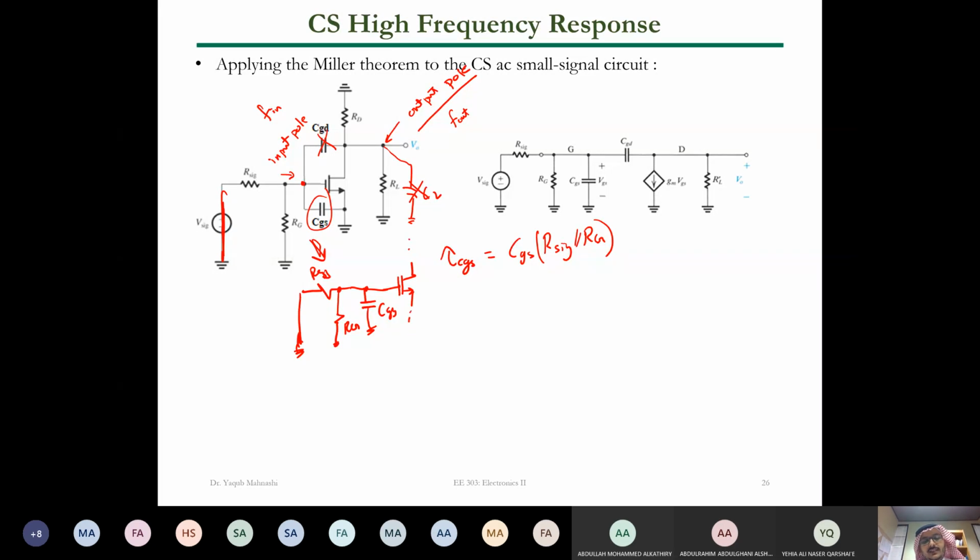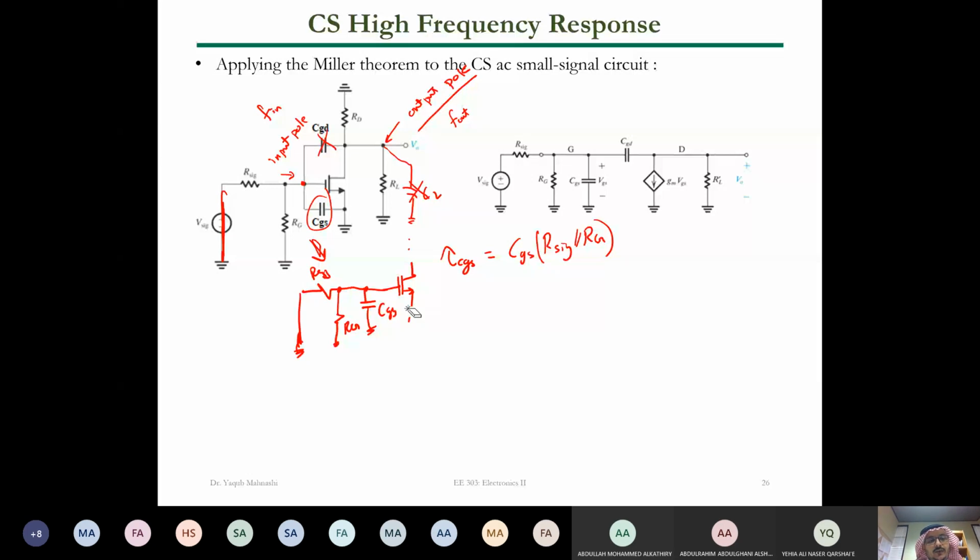So now what we see is that CGS sees only the R signal in parallel with RG, because it sees that only from one terminal. The other terminal is grounded. Okay, so this is for CGS.